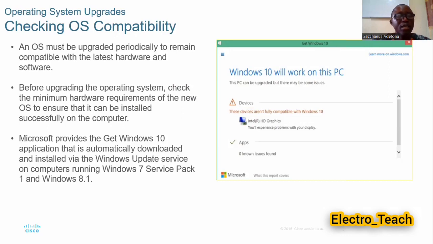All right. To check that, Microsoft provides the Get Windows 10 application that can be automatically downloaded and installed via the Windows Update service on a computer, whether you are running Windows 7 or Windows 8.1. So with Windows 7 Service Pack 1 and Windows 8.1, you can run this program, and then the program will load up like what we have on the screen here. Then it will tell you whether Windows 10 will be able to work on your system. Look at the screen, it says Windows 10 will work on this PC. So when you have this, you can go ahead and begin to upgrade your Windows 7 or Windows 8.1 to Windows 10 at this point.